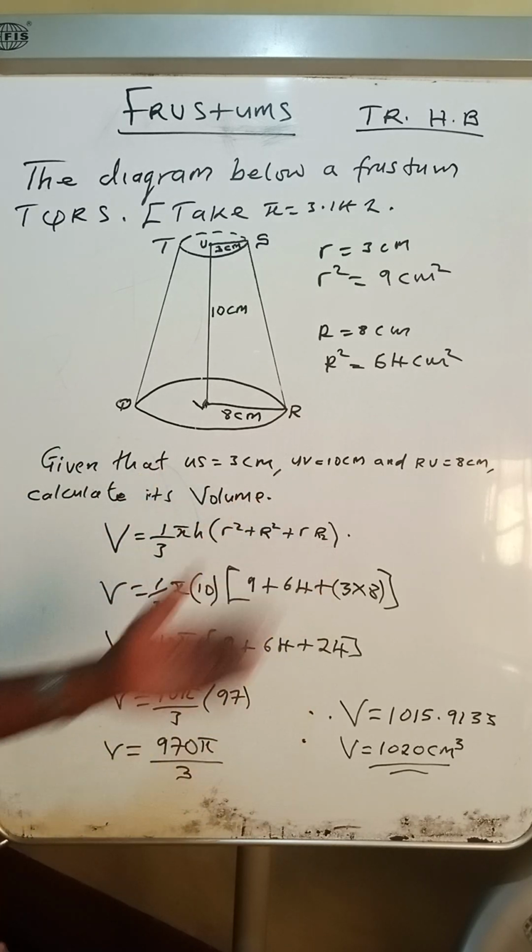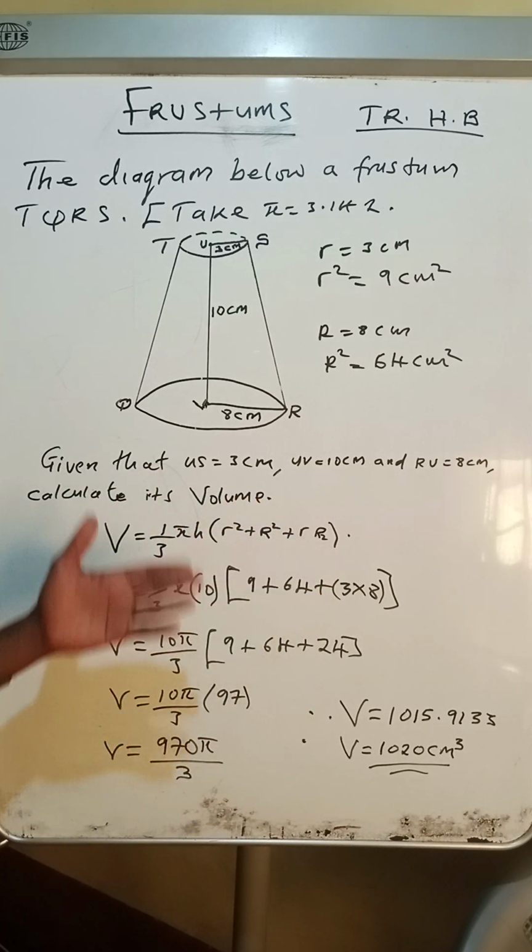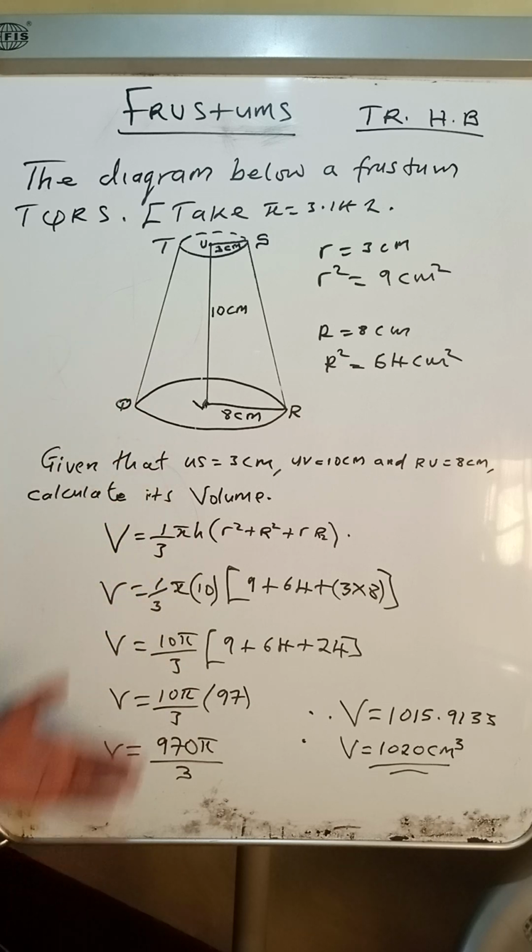Then when you come to this formula, you substitute. Where there is pi, you have 3.142, and h. Then you work it out, and you will get the required volume for this frustum.